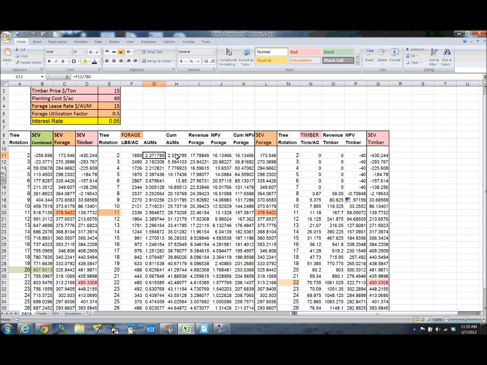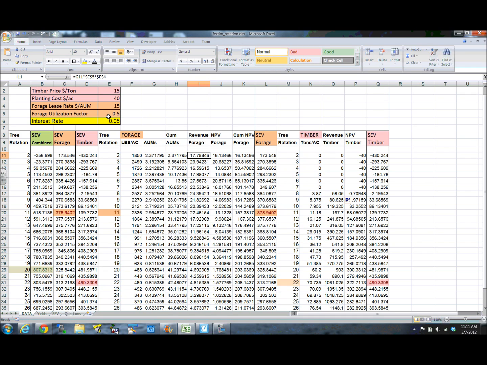Here's the cumulative animal unit months over time. That's the green line on the graph we looked at earlier. We don't really need it for our calculations. It was just calculated here to put on the yield graph. The revenue of forage has two factors. It's the animal unit months, which is G11, times E5, which is the forage utilization factor.